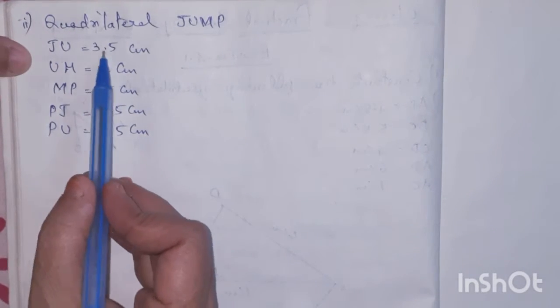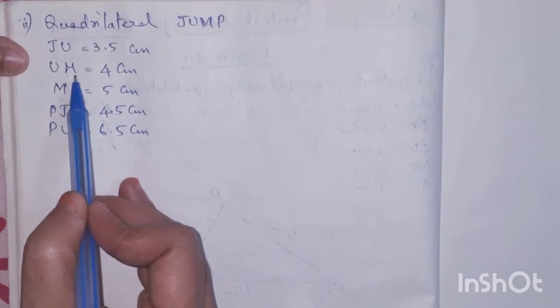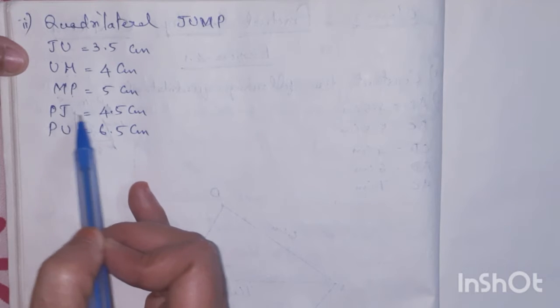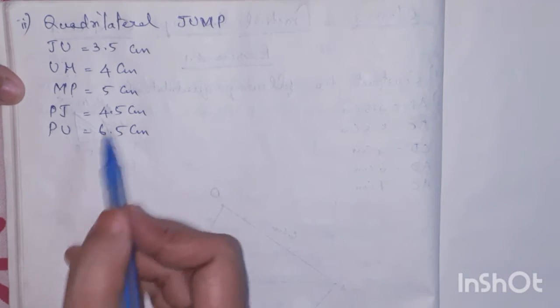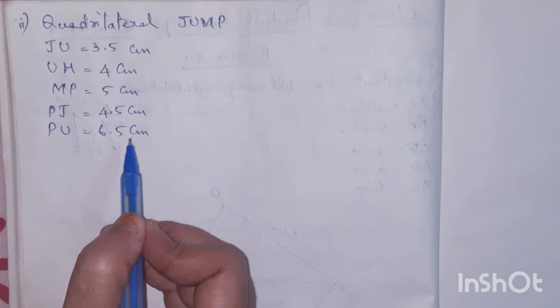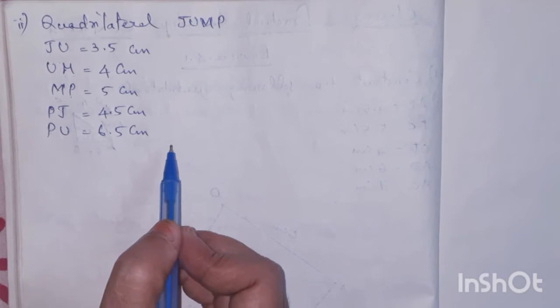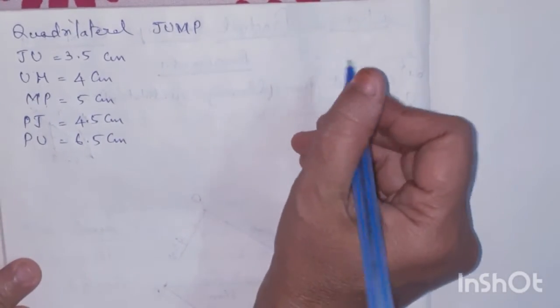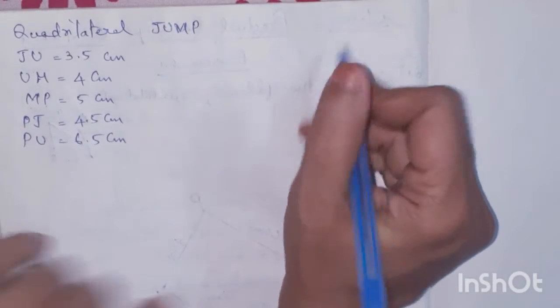Second sum, quadrilateral JUMP. JU given 3.5 centimeter, UM 4 centimeter, MP 5 centimeter, PJ 4.5 centimeter, PU equal to 6.5 centimeter given. Now we have to draw the rough diagram first.